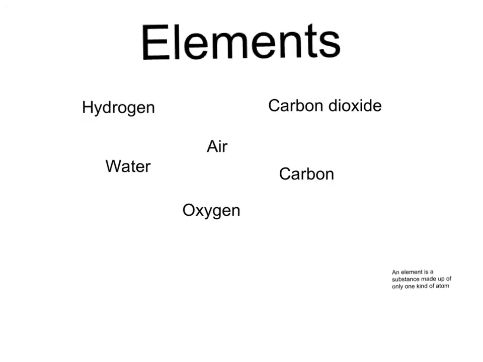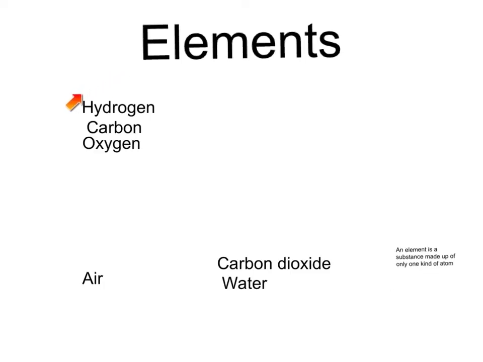So we've spoken about atoms. We'll now go on to think about elements. So in this list of things here, there are 3 elements. Can you see what they are? You can just stop the video for a little while and just see if you can identify the 3 elements.